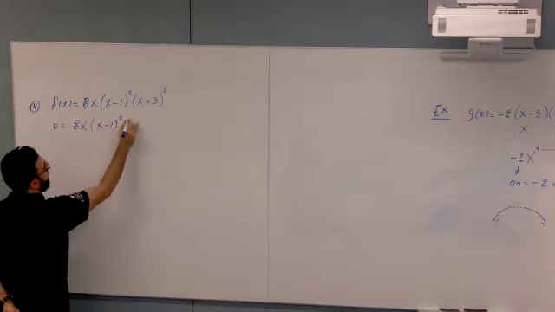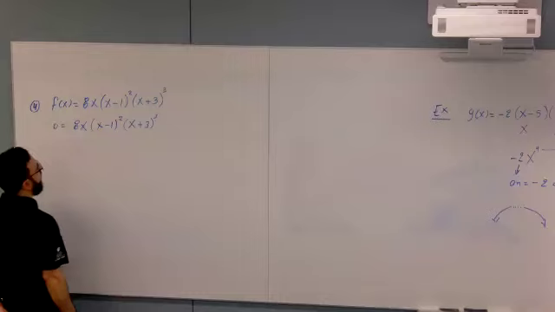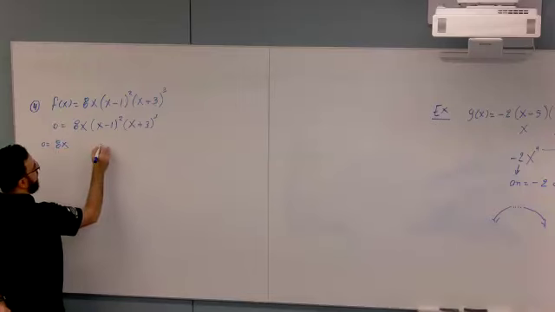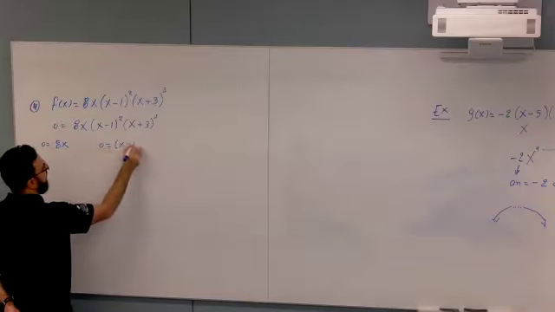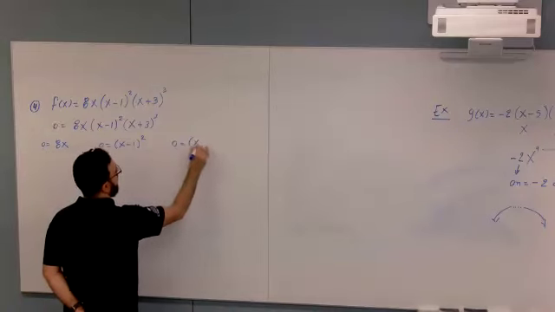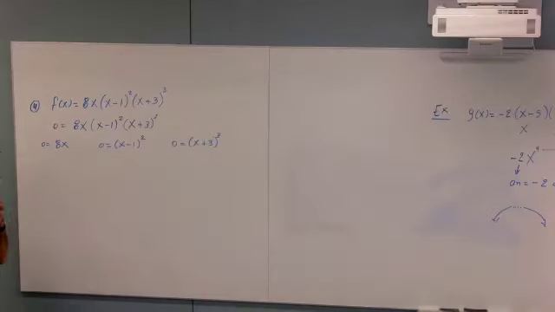X minus 1 squared and x plus 3. Now how are you going to solve it? That means 0 equals 8x, 0 equals x minus 1 squared, and 0 equals x plus 3 cubed. Is that okay? How are we going to solve this one?